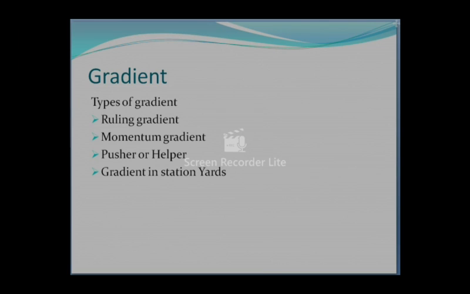So coming to classification of gradients, gradients are basically classified into 4 different categories. The classification is made by a very simple method, that is, the process of providing the gradient in a particular section or at a particular elevation. Based on the process, we have classified the gradient into 4 different categories, that is the ruling gradient, momentum gradient, pusher or helper gradient, and gradients at station yards. These are the classifications.